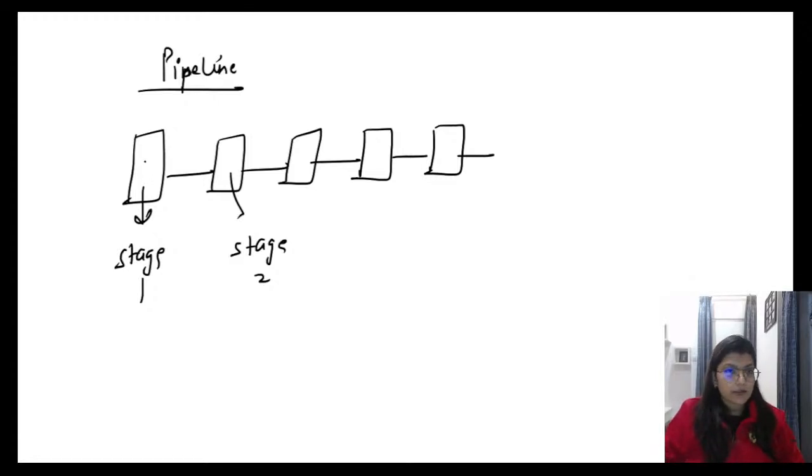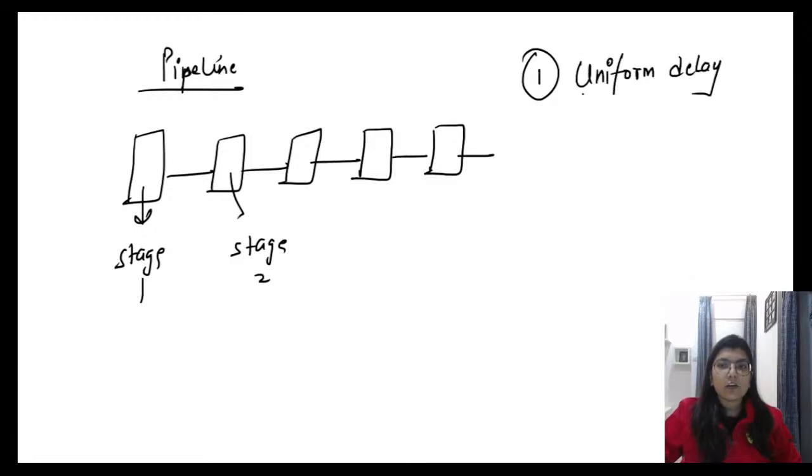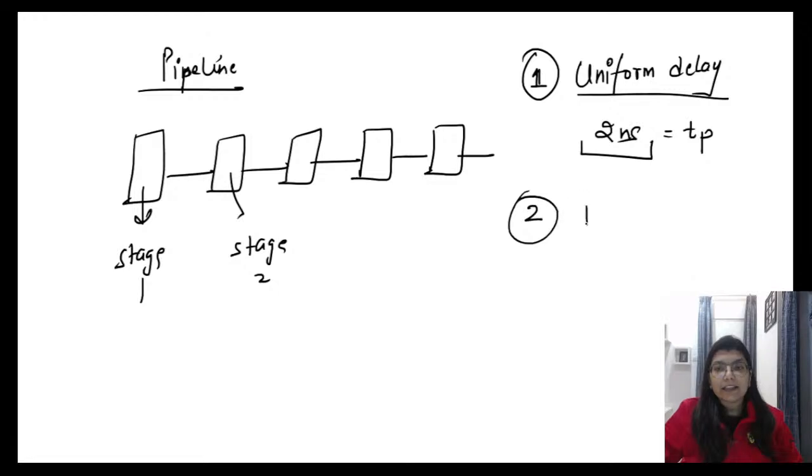There are two cases. The first case is that all stages have uniform delay. It means that all 5 stages have the same delay, let's say 2 nanoseconds, meaning every instruction at every stage takes 2 nanoseconds to execute. In that case, the overall pipeline time TP is 2 nanoseconds. But another case is when there are different delays.